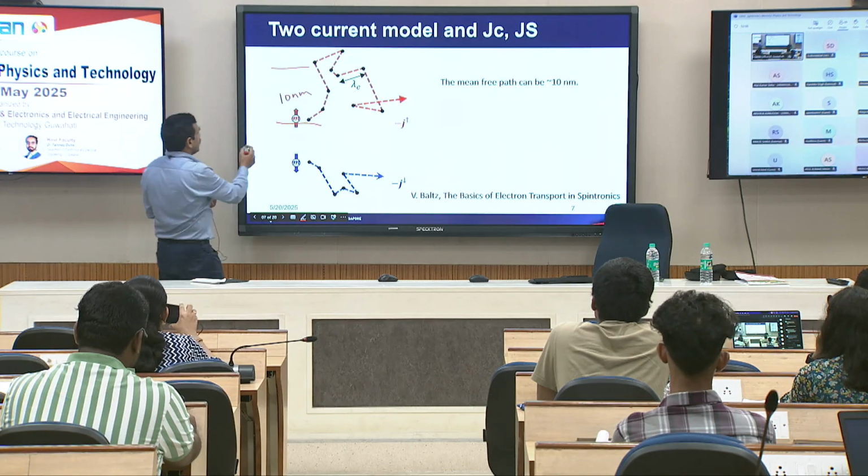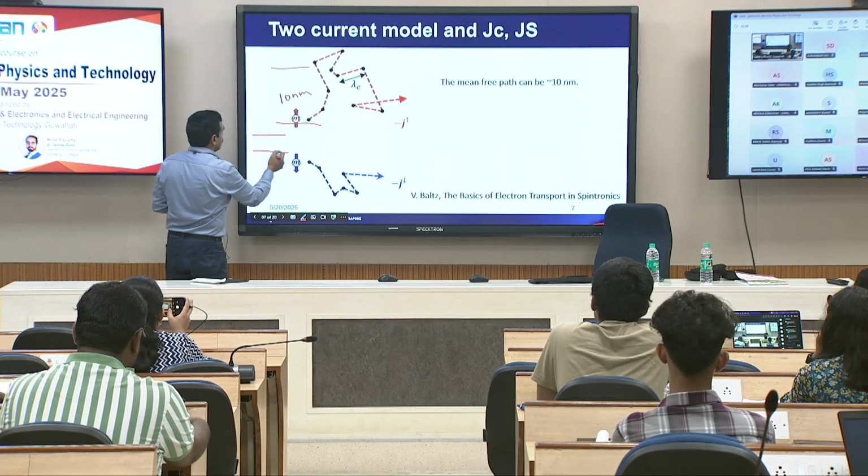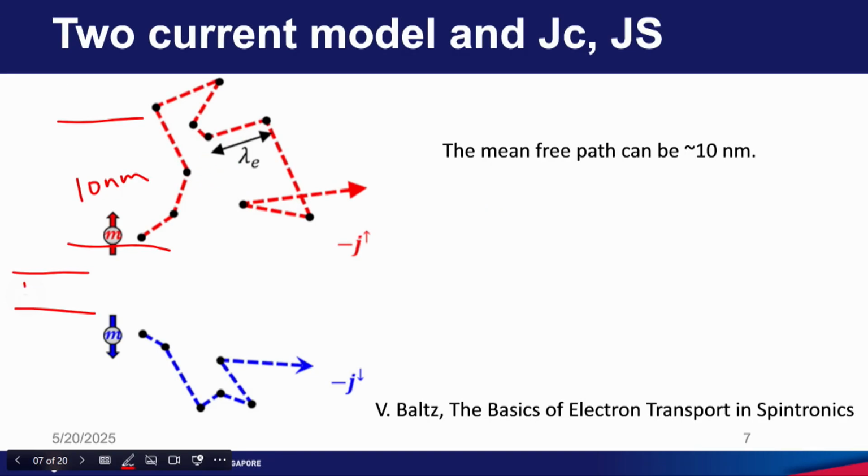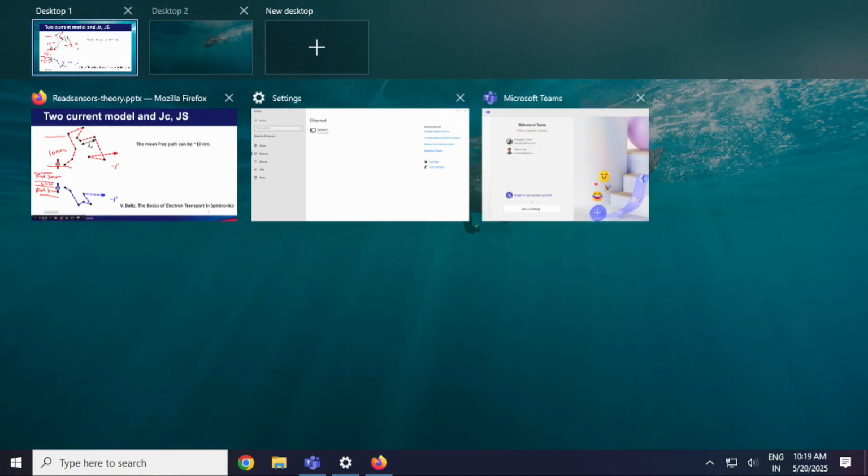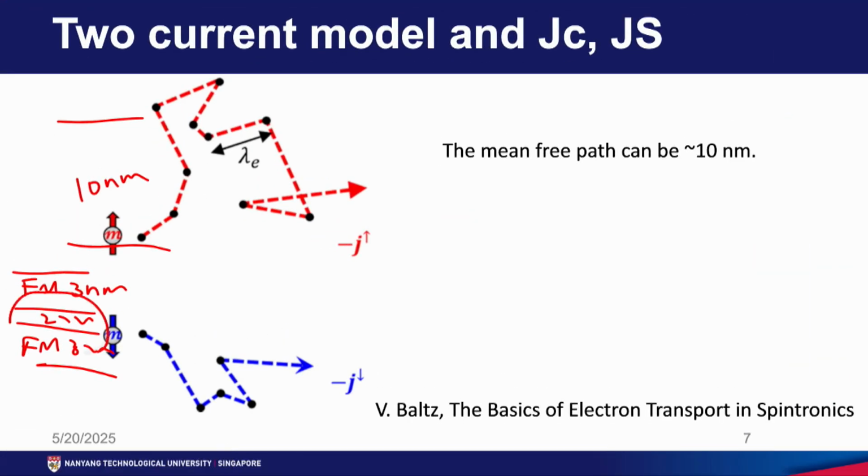So when you make a GMR sensor, for example, you may have one layer of a ferromagnetic material of 3 nanometer, a spacer of say 2 nanometer, and another ferromagnetic material of 3 nanometer, something like that. If you send current this way, the electron is not going to flow through only one ferromagnetic layer. It will go through all the layers. So that is where this mean free path of 10 nanometer comes into the picture.